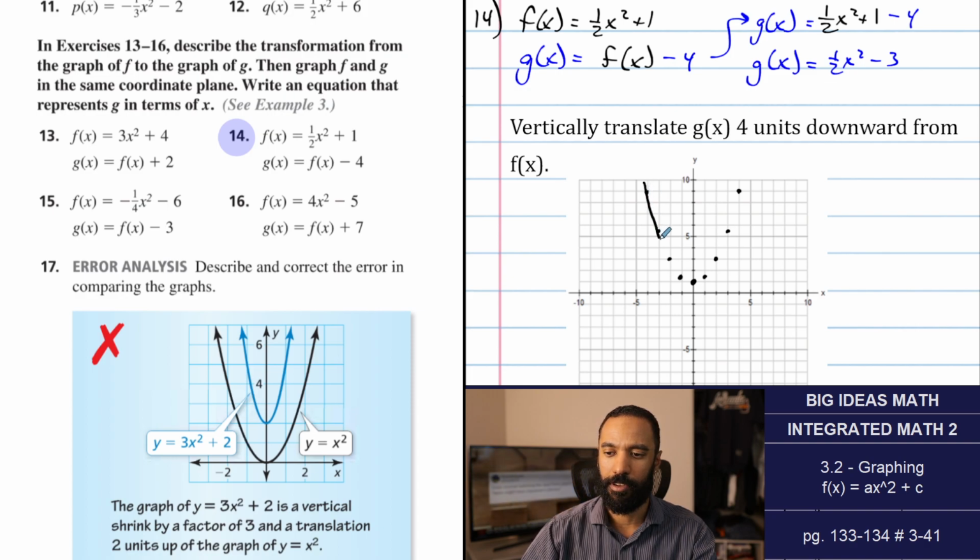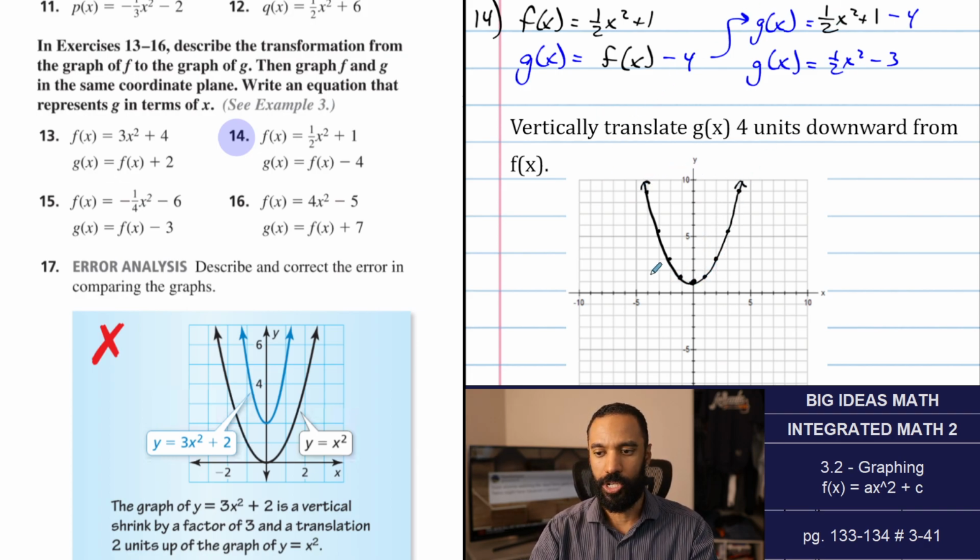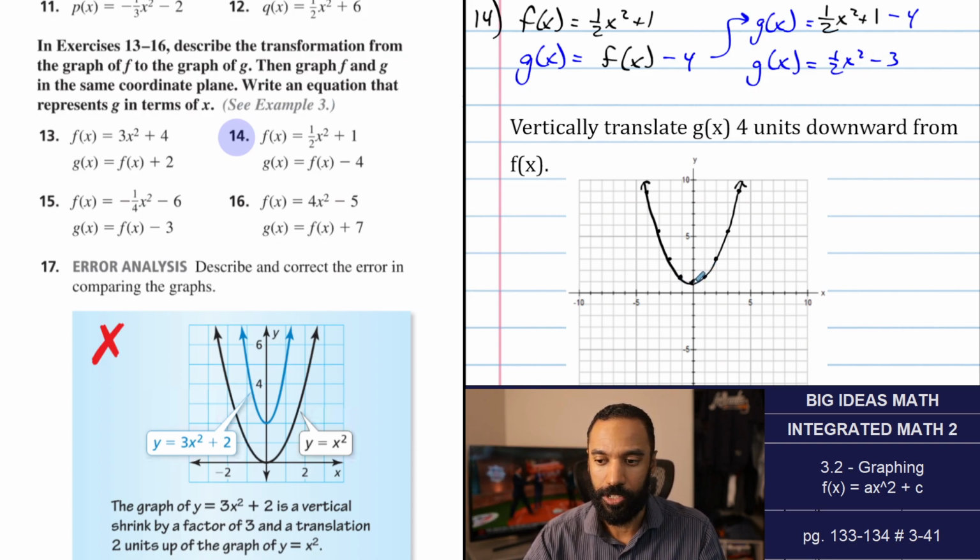But because I can probably fit more points, I'm going to go ahead and try and do so. Just let me get a better looking curve out of that. That's okay. All right, so that's f of x. G of x will just be translated. Here's what you could do also. You could say, here's this point. Let's go 4 units down: 1, 2, 3, 4. Here's this point. Let's go down 1, 2, 3, 4. This point down 1, 2, 3, 4.